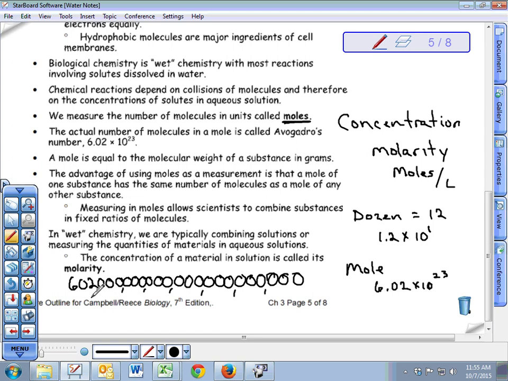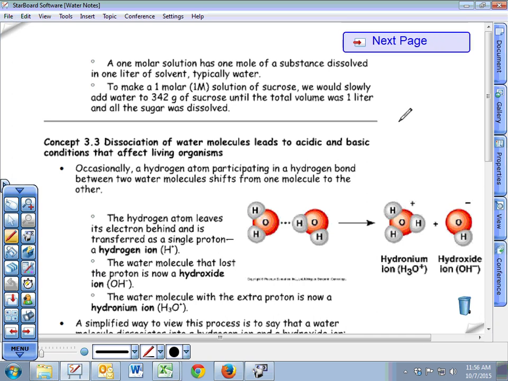A mole of sugar is like 92 grams of the stuff. A mole of salt is going to be like 12 grams of the stuff. The way you figure it out, so CO2, you'd need to use a periodic table to look this up.